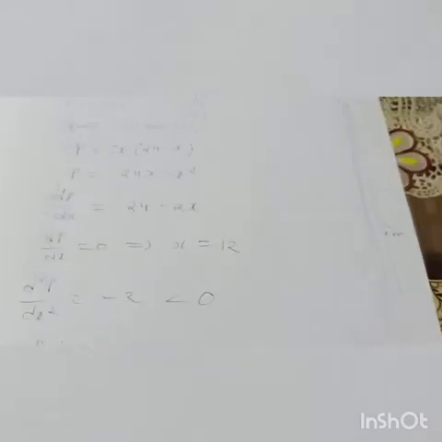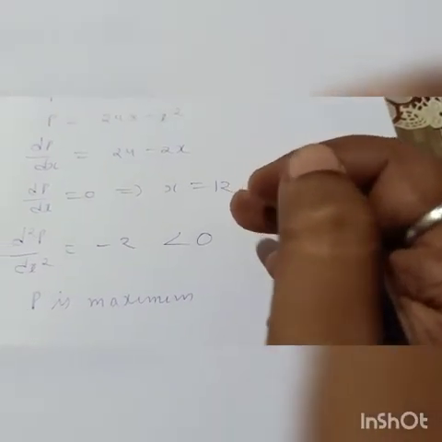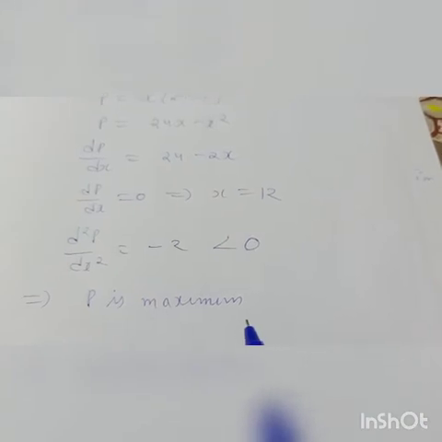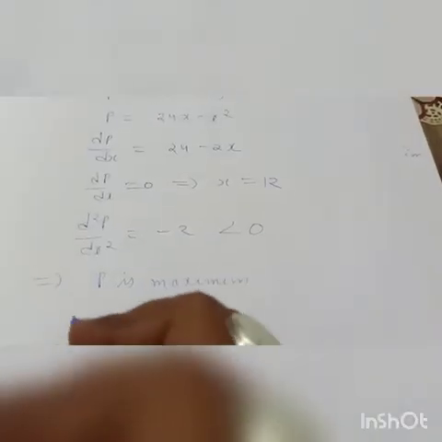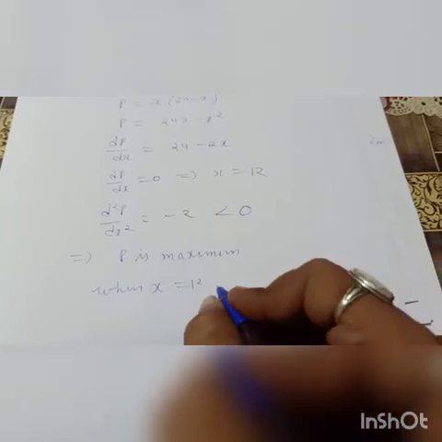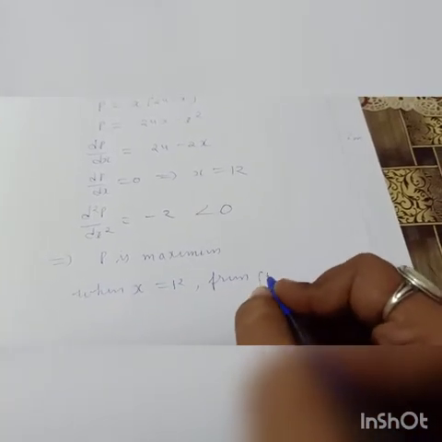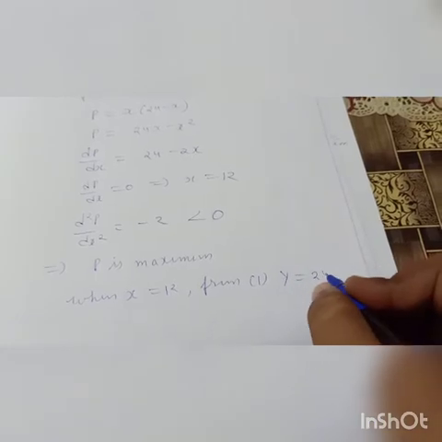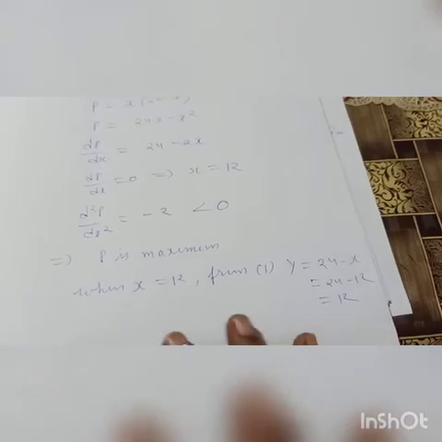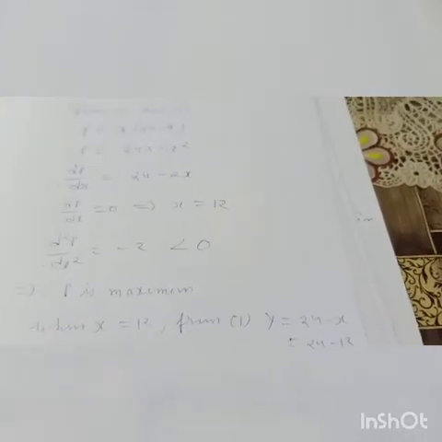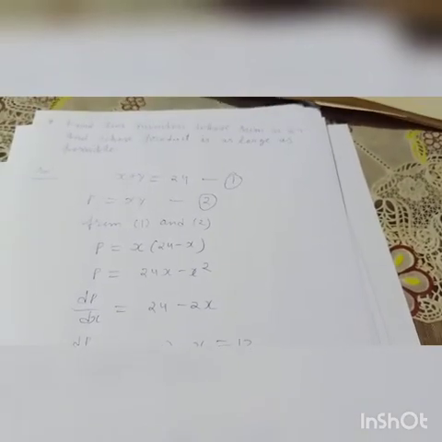Okay, so p is maximum at this point, x equal to 12. So one value we have got, the value of x when p is maximum. Now what is the value of y? From the first equation we can get the value of y when x equal to 12. From 1, y equal to 24 minus x, that is 24 minus 12 equal to 12. So these are the two numbers, 12 and 12, when p is maximum. Okay, so this completes the solution.